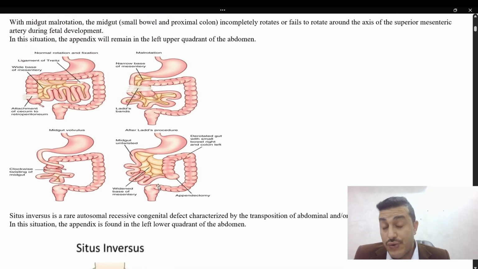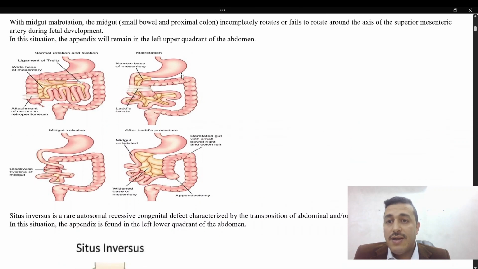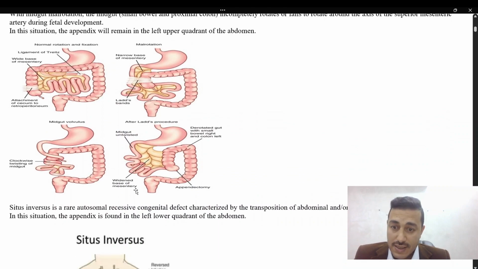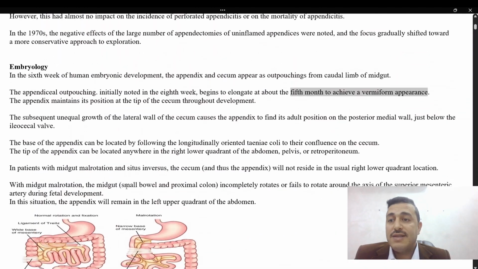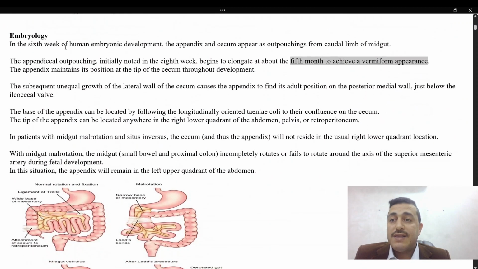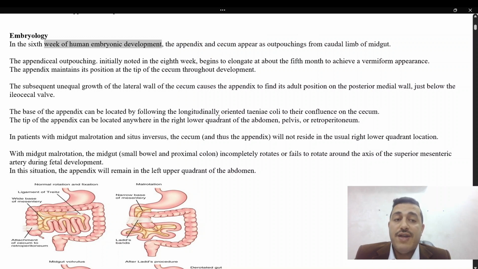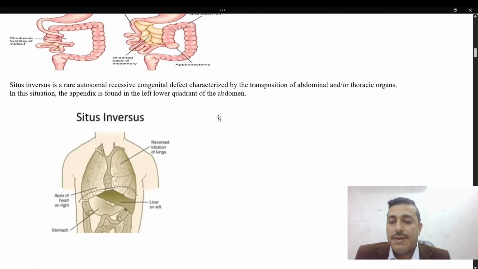These are the three main entities where the appendix is located in an odd location: the malrotation, the volvulus, and situs inversus. As we said in the development, in the 6th week we have the outpouching of the cecum and appendix. In the 8th week we have the outpouching of the appendix, and in the 5th month we have the definitive appearance of the appendix.